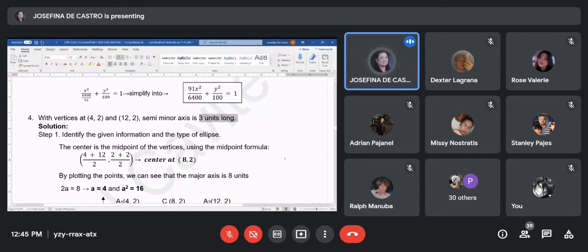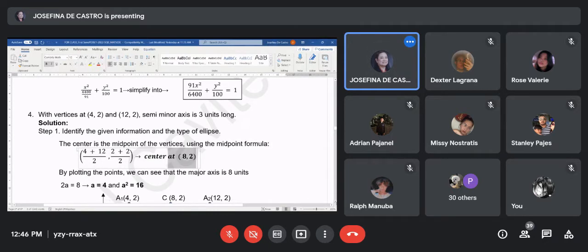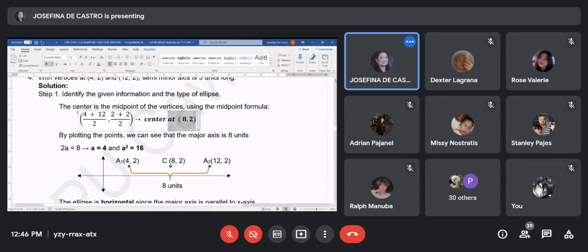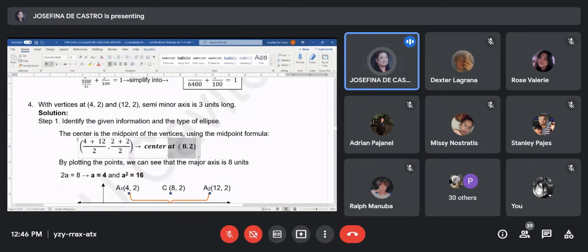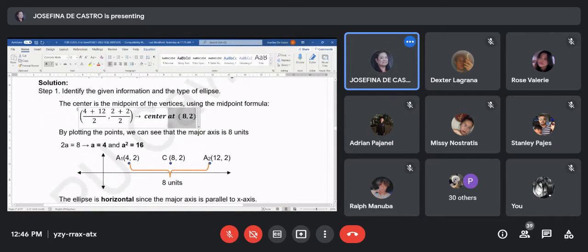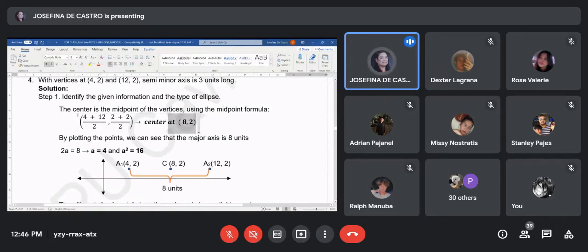Vertices, co-vertices, and foci. So, using the midpoint formula, ito na yung ating center. Our center is at 8, 2. Okay? And then, if you want to visualize it, pwede naman i-plot ang points. Ayan, naka-plot na siya. Pero pwede naman din by analysis sa utak.